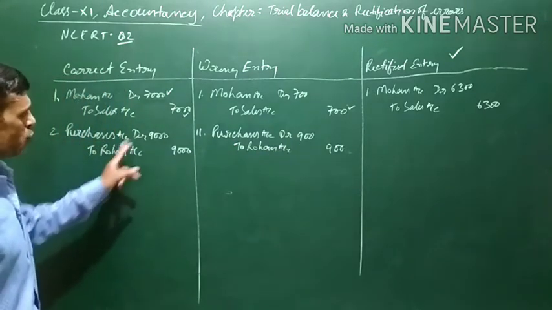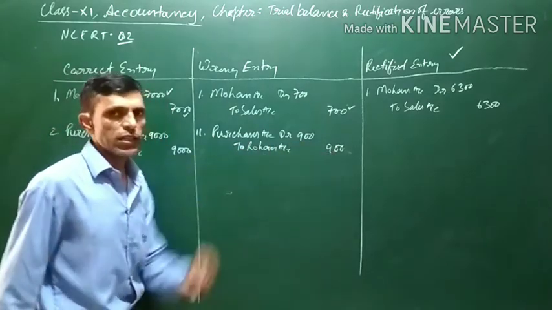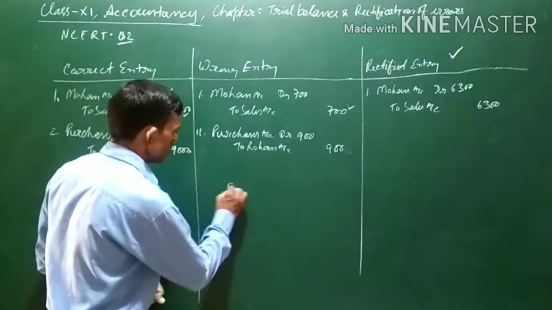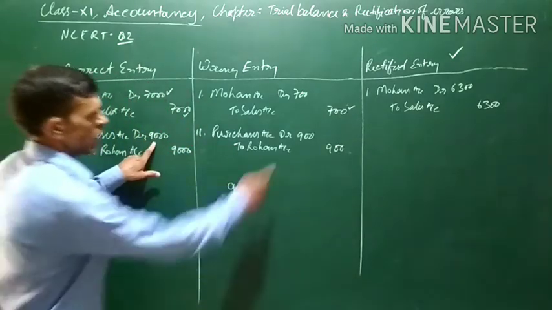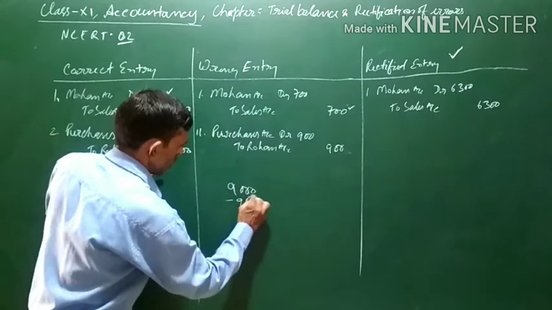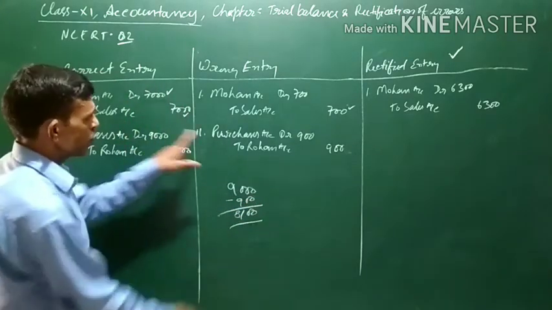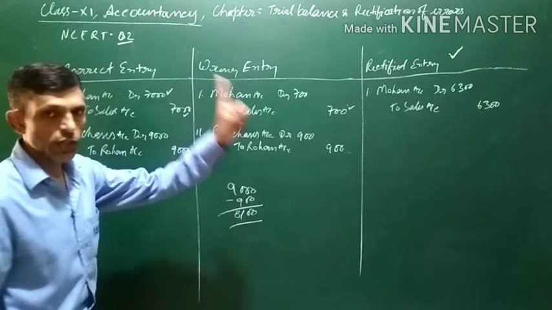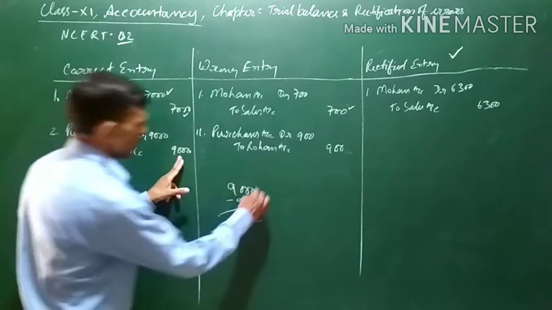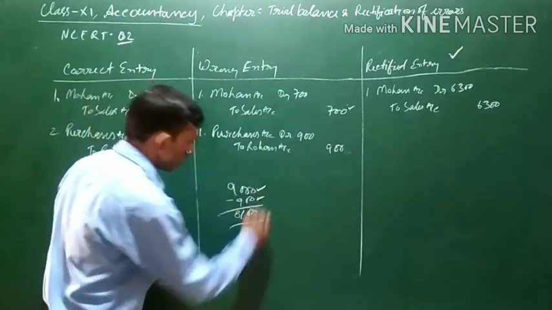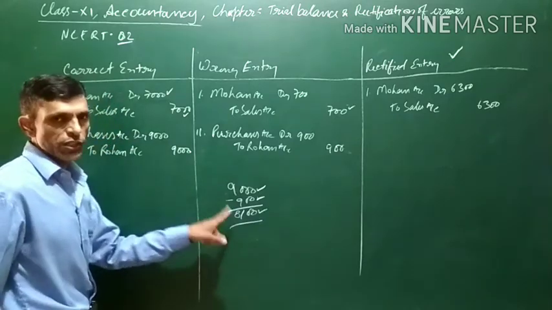Similarly, Rohan account should have been credited with 9,000, but it has been credited with 900 only. So the remaining balance: 9,000 is the actual debit which should have been, but it has been debited with 900 only. Means 8,100 is left. Means we have to debit purchase with 8,100 more. Similarly, Rohan account has been credited with 900 only. It means we have to credit Rohan account also with 8,100.